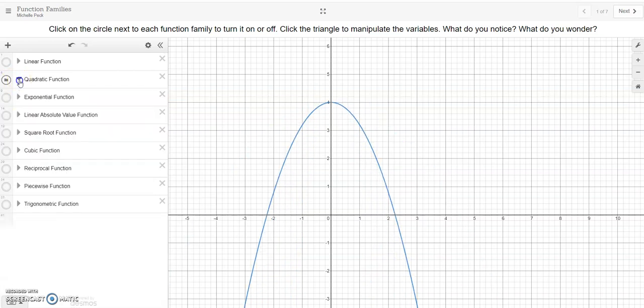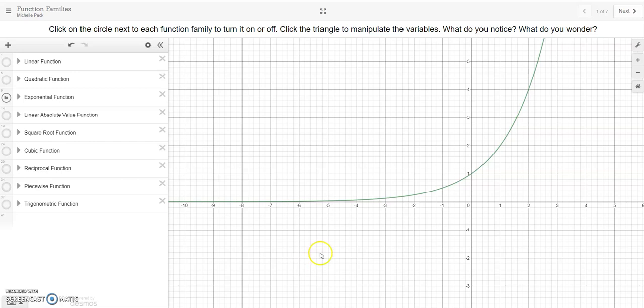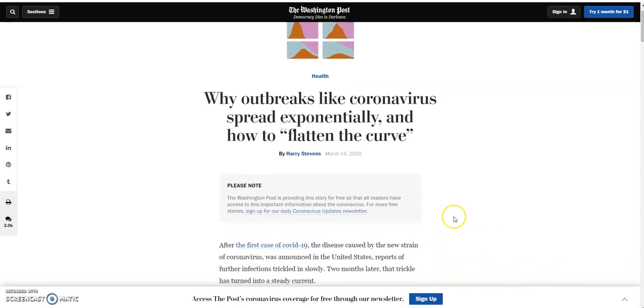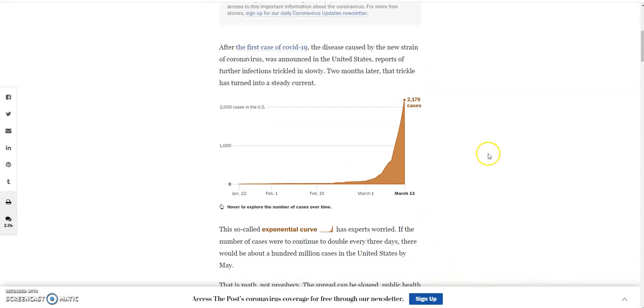Some other functions we've already discussed, but just to familiarize ourselves, are exponential functions, which we saw this year. It doesn't touch 0, even though it might look like it, and then it rapidly grows. One neat thing I want to show you with exponential functions is that currently we're dealing with the coronavirus, and this is a great post on the Washington Post website, so it's really cool to take a look at. They talk about how the spread of this disease takes on that function.